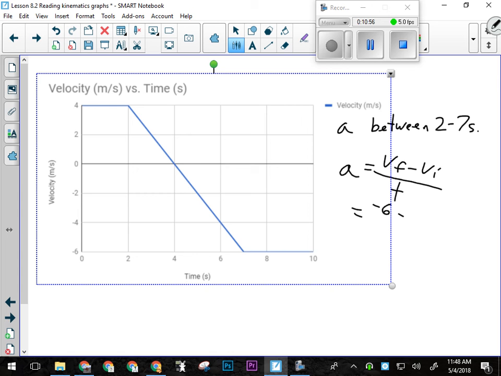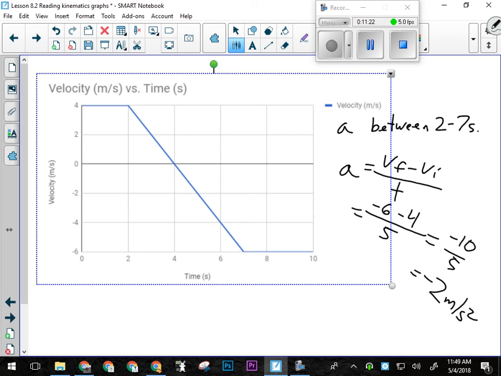Okay, and our initial velocity is +4. Okay, and then our time is between 2 and 7 seconds, so that's 5 seconds. All right, so we've got -6 minus 4 is going to be -10 divided by 5, and our acceleration will be -2 meters per second squared. Is it okay for that to be negative? It is. We were accelerating backwards.